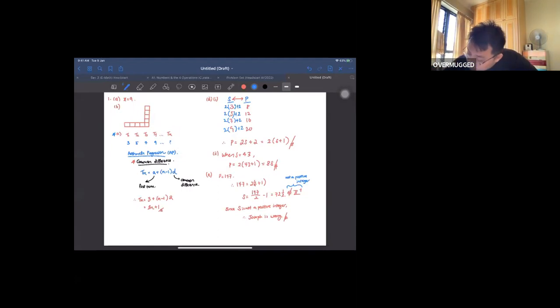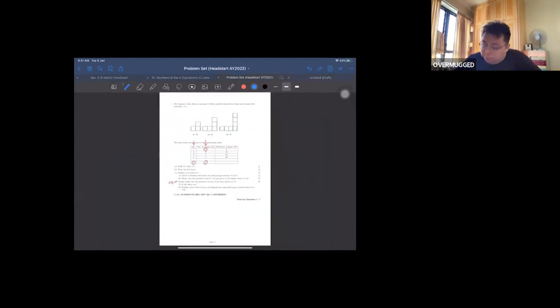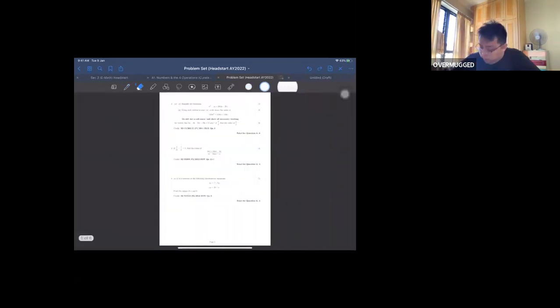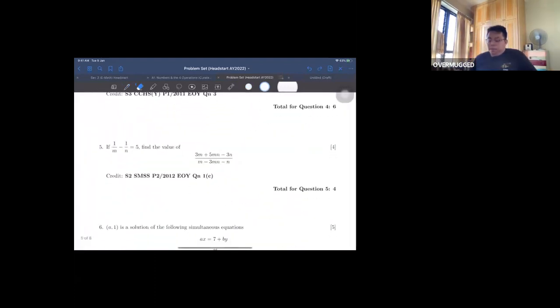Now, let's move on to question 5. That is the next one I'm interested in because I know 5 is challenging. So this is the question. If 1 over m minus 1 over n equals 5, you need to find the numerical value of 3m plus 5mn minus 3n, over m minus 3mn minus n.